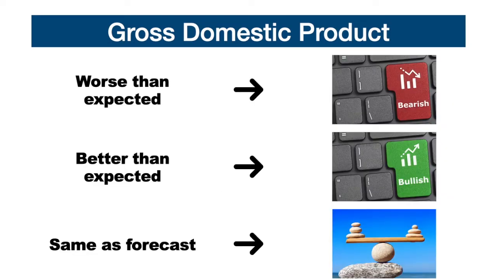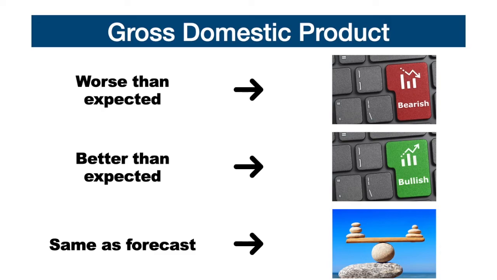If the figure turns out to be worse than expected, it means that the economy is shrinking, and a recession could begin. The currency of the economy will have a bearish movement. If the figure is better than expected, it means that the economy is expanding and investors are gaining confidence. The currency of the economy will have a bullish movement. If the data is the same or differs slightly from the expectation, bilateral movements may occur, without excessive volatility.